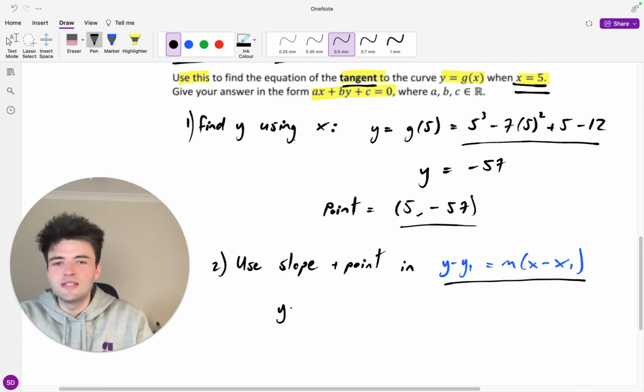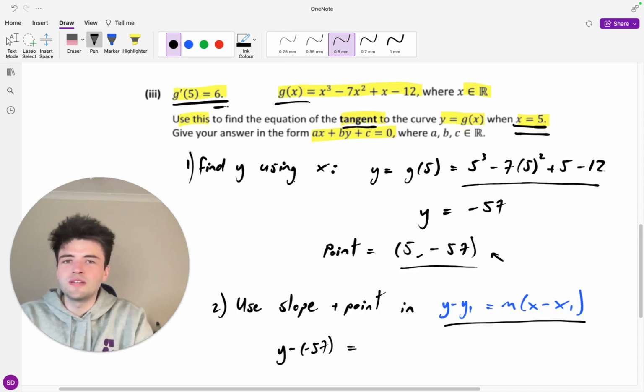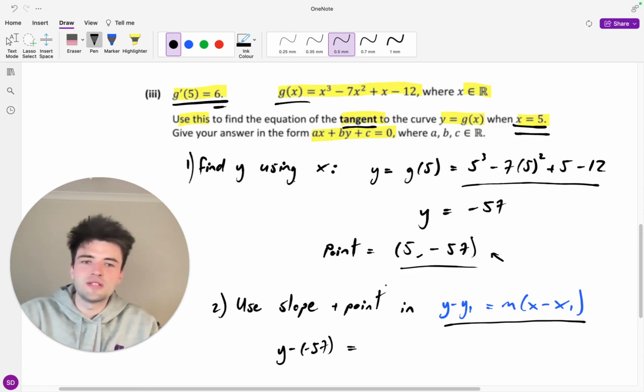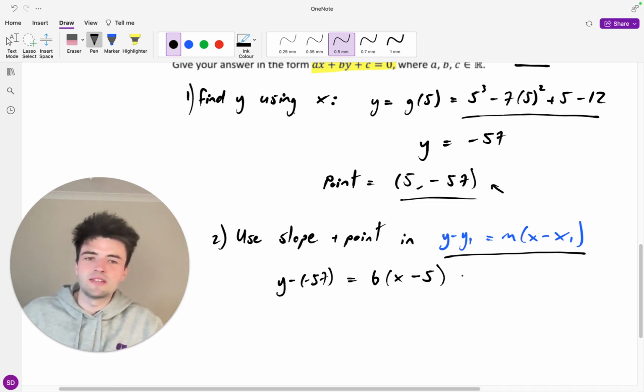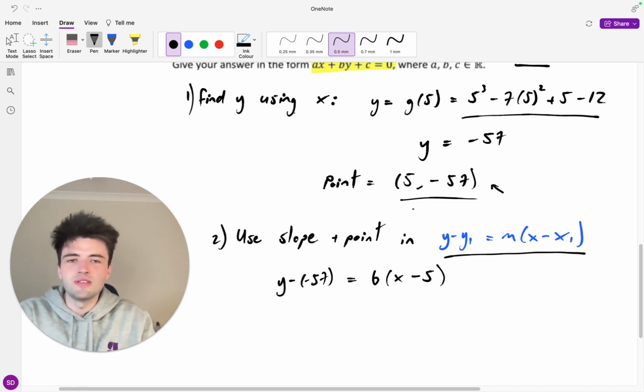So that is going to be our kind of final step to finish this off. So y stays the same, it's just a general y. y1 is our actual y coordinate on our point, which is going to be minus 57. So we're going to be subtracting minus 57 on the left hand side, and then m is going to be this number 6, which is g dash 5, which we're given in the question, and that is going to be multiplied by x minus x1, or x minus 5, because we're told in the question that we're going to be dealing with the x coordinate 5.